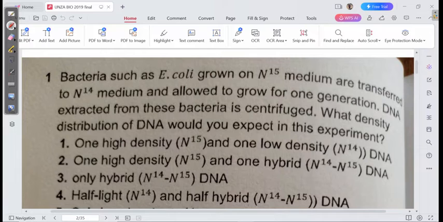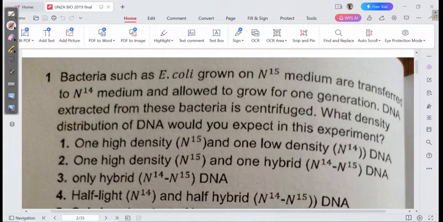So if you look at this question, which topic is it coming from? From DNA replication. Yes, DNA replication. Where exactly? The semi-conservative model of DNA replication, which is an experiment that was conducted by Meselson and his friend Stahl. So we call this experiment the Meselson and Stahl experiment.